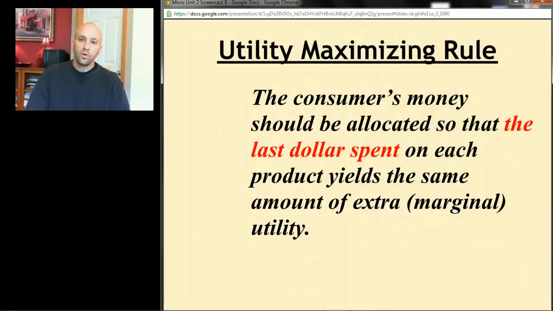All right, so we have a rule for how you can go about buying products in such a way to maximize your utility. And the rule looks like this. The consumer's money should be allocated so that the last dollar you spend on each product you buy should give you the same amount of extra marginal utility. Or in other words, for the last unit of everything that you buy, you want to be getting the same bang for the buck from your money. Because if you're not, you're probably better off changing your allocation to buy a different combination of goods.